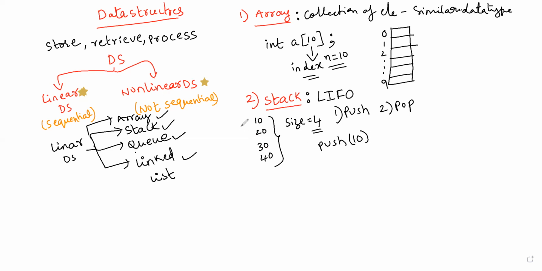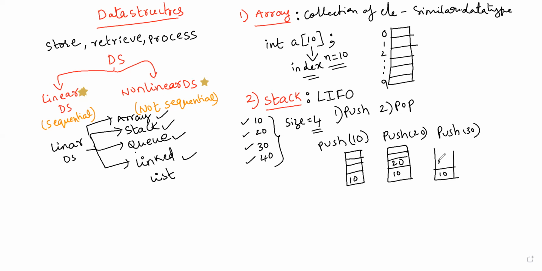Suppose 10, 20, 30, 40 are there. First you need to push 10. When I push 10, it will come here, and the remaining 3 blocks are empty. Why are we taking 4 blocks? Because here we are assuming the size is 4. Next, push of 20, so 10, 20. Next, push of 30: 10, 20, 30. Now I can insert one more, push of 40: 10, 20, 30, 40. So this is called inserting the elements into the stack.